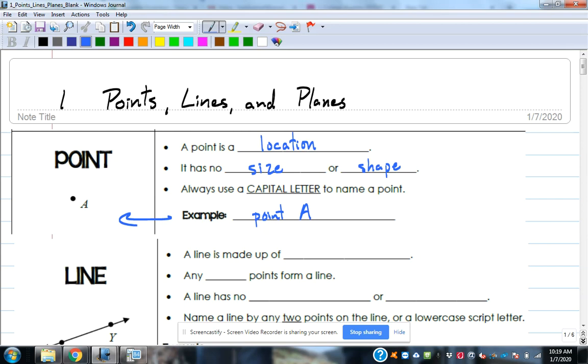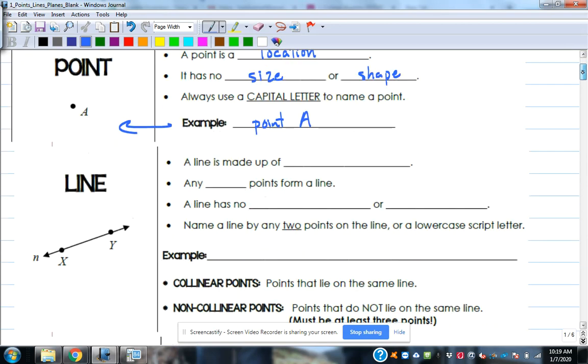And then the next box is about a line. And a line is made up of points. We know this from algebra when we graphed lines, that line represented all of the ordered pairs on that line. So all those points out of that. So any 2 points form a line. It takes 2 points to make a line. You've heard the saying that the shortest distance between 2 points is a straight line. So that's a geometric concept.